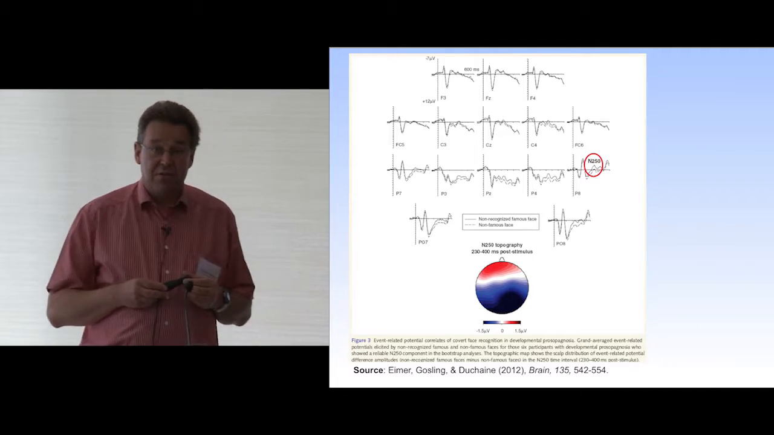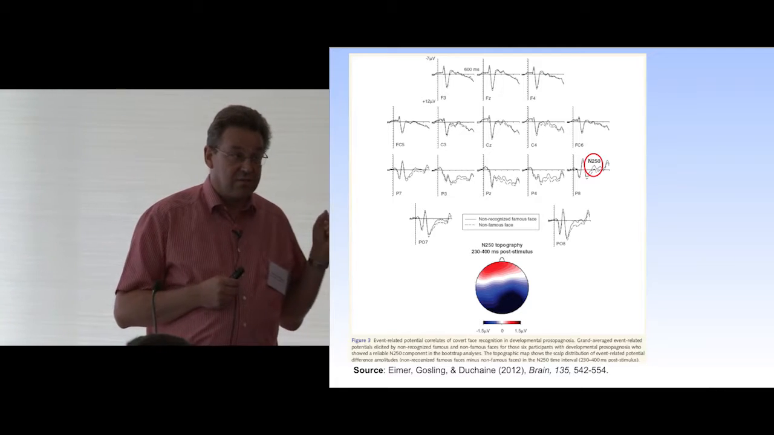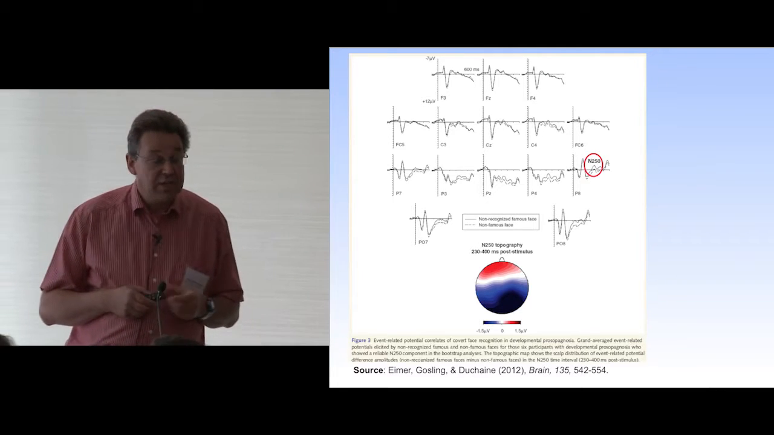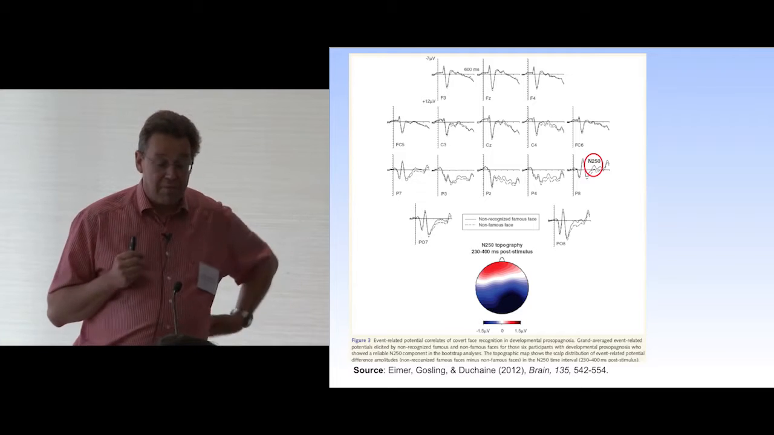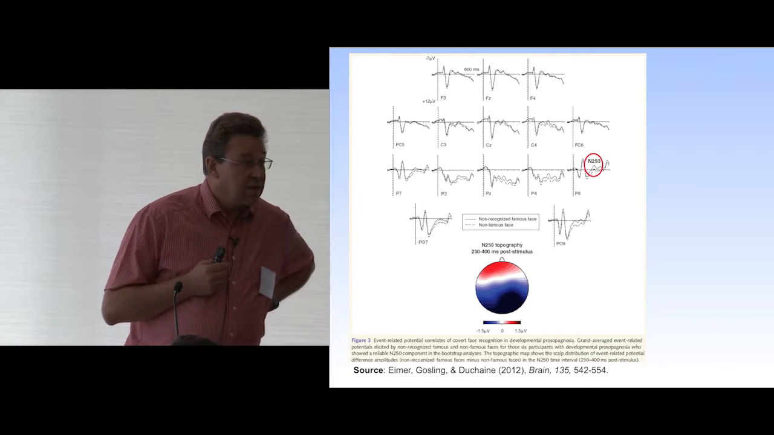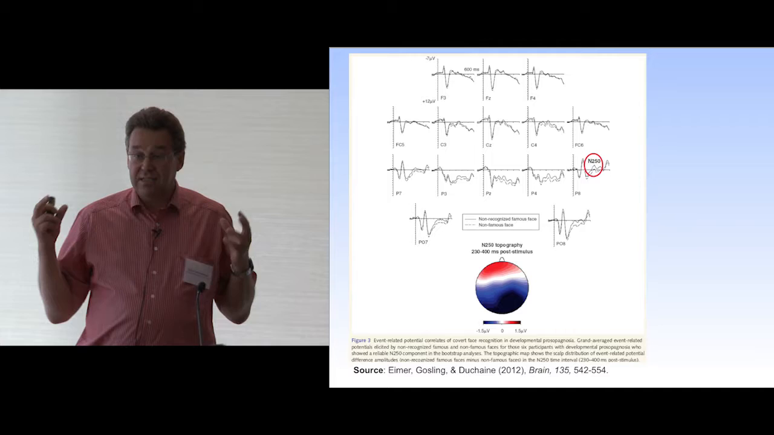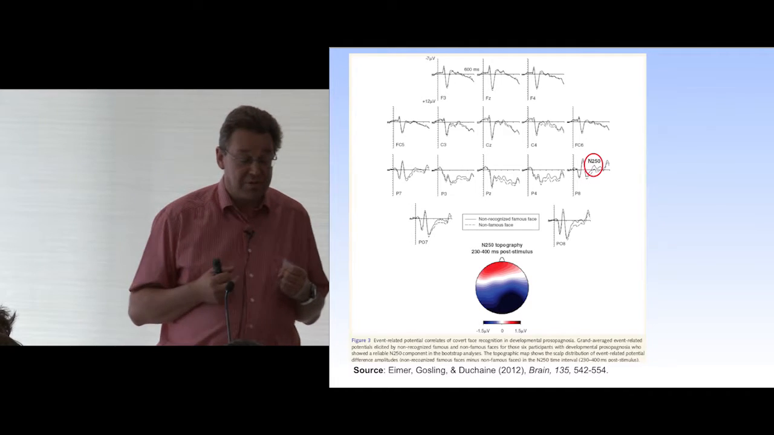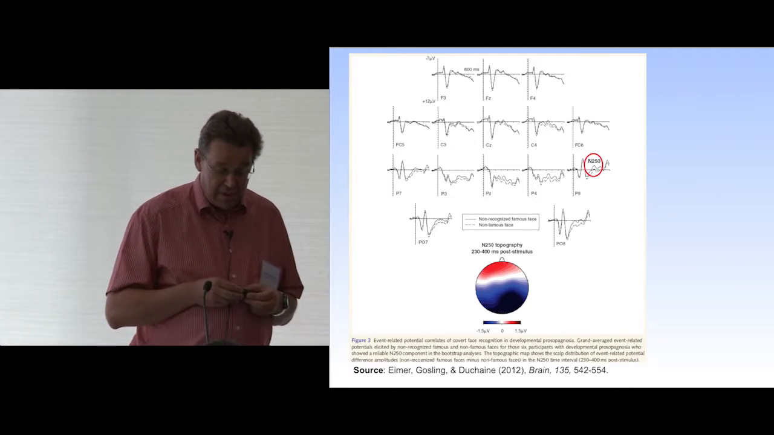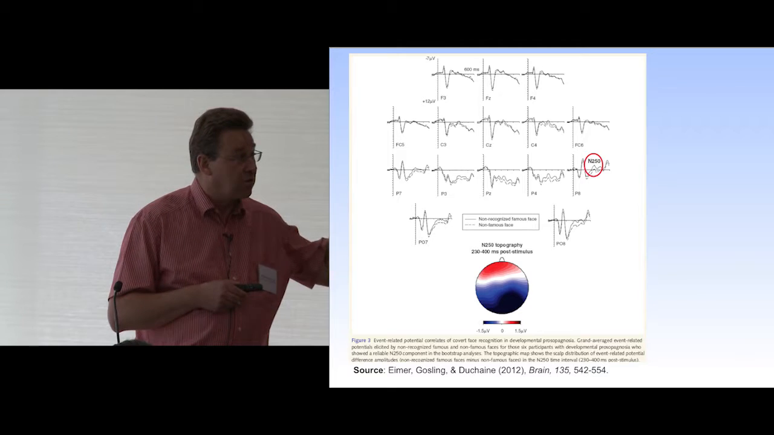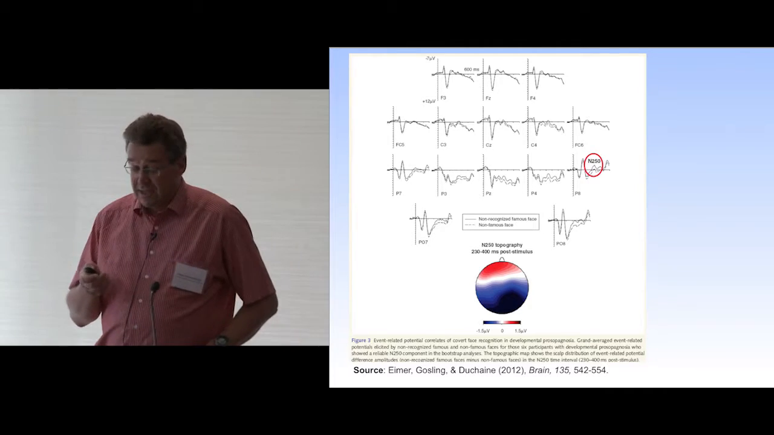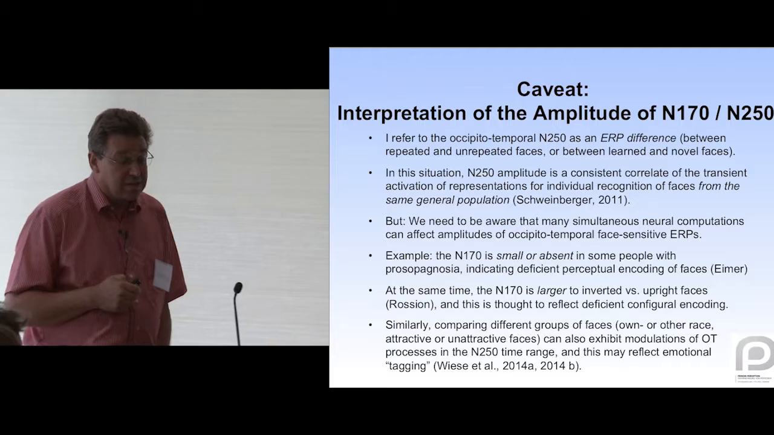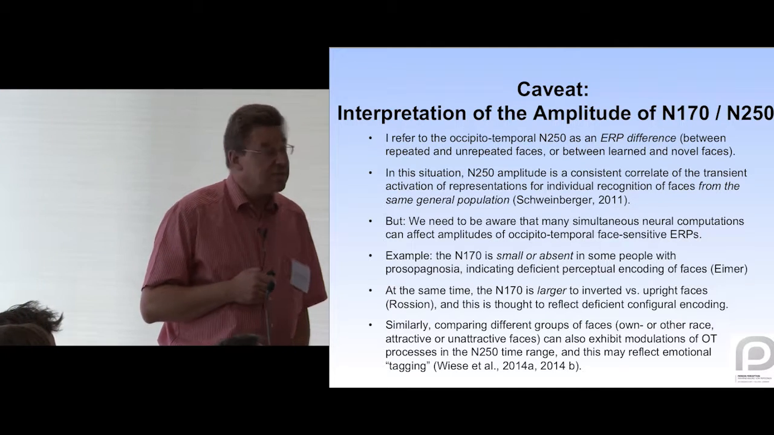So these findings are also in line with my thesis that the N250 reflects the activation of identity-specific visual memory traces for faces. But they also suggest that it is a disconnection between those visual memory traces and later semantic memory for people that has prevented conscious recognition from occurring in these individuals. So this is all good and nice.